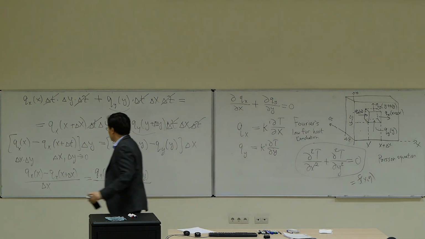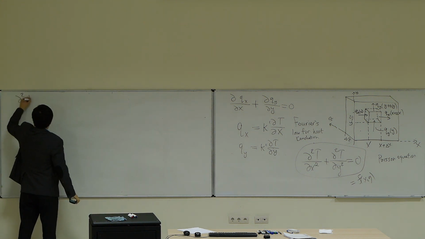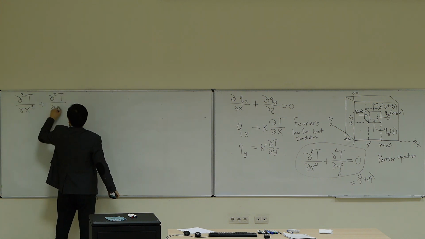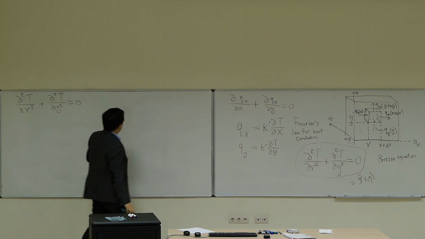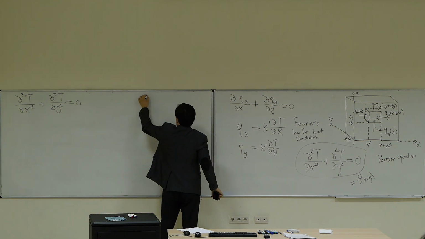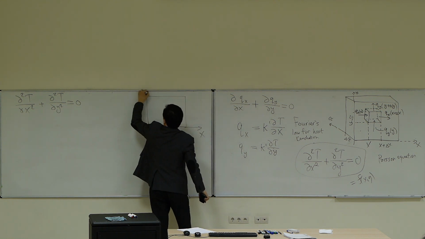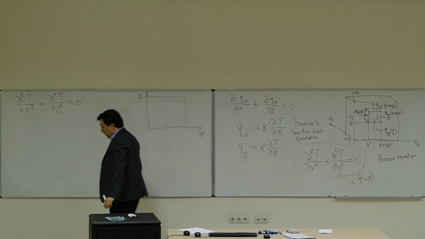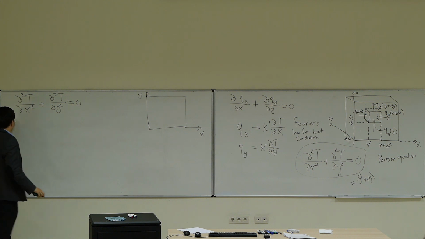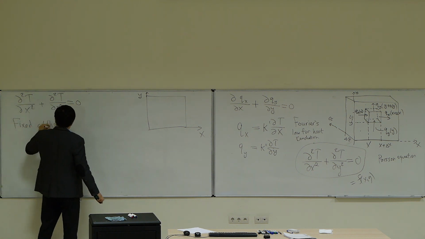Okay, very good. We derived this equation. Next task is to solve this equation. Let's now solve this equation numerically. So I want to solve this equation: second derivative of T with respect to x plus second derivative of T with respect to y. I want to solve it for a rectangular plate. I have a rectangular plate on the xy plane. This is my x-axis, this is my y-axis. And let's say that for the boundary condition, we have a fixed temperature at the boundaries.